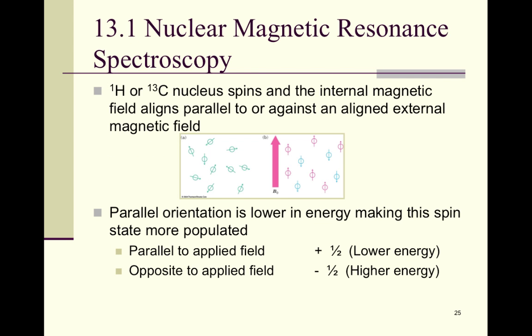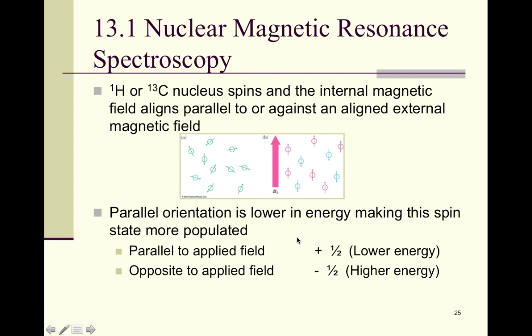For proton NMR or carbon NMR, the nucleus spins and the internal magnetic field aligns parallel to or against an aligned external magnetic field. What we see in this illustration is before the magnetic field is applied, and we can see that the spin is in all different directions. But once the magnetic field is applied, either they're going to go with the magnetic field or against.